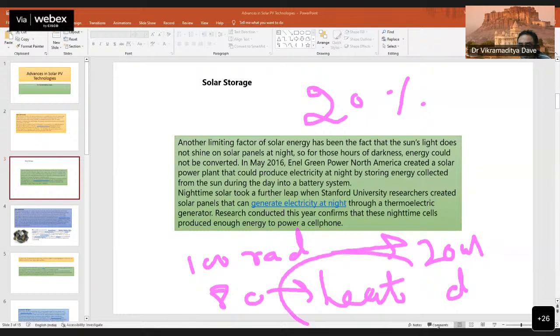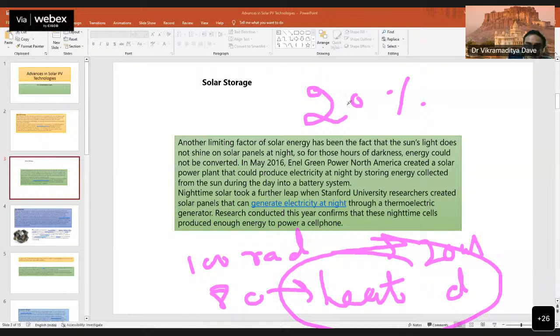Some Australian scientists and some American scientists have focused on this 80% heat, and they have stored it in a device called a thermoelectric generator. The heat being liberated is stored in the thermoelectric generator, and this generator is used to generate electricity at night. So this much has been done in solar storage, that the heat energy is being captured.